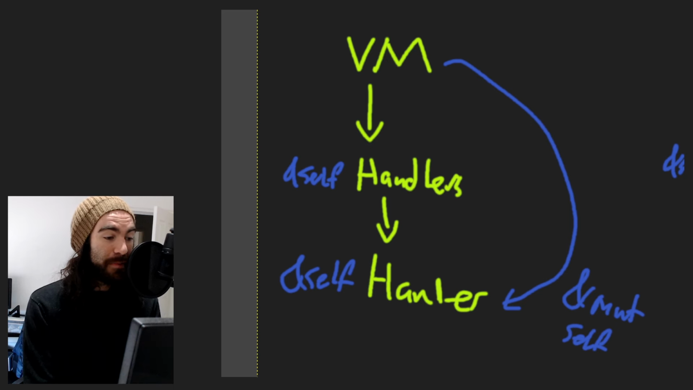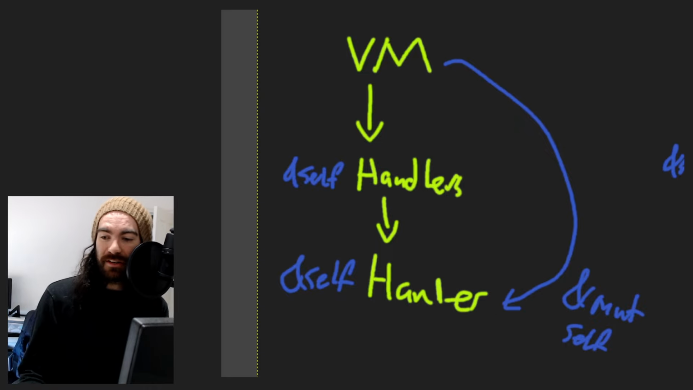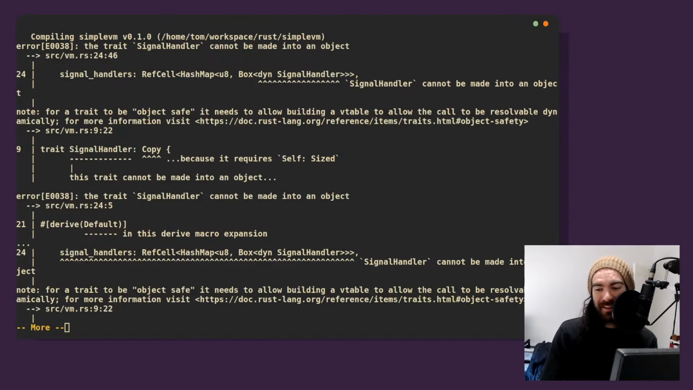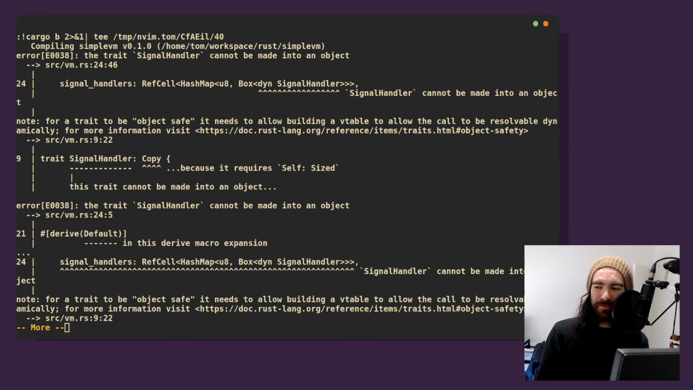Signal handler cannot be made into an object. It needs to allow... Cannot be, because it requires Sized. Signal handler cannot be made into an object. Oh, sorry. Thank you. This is why it's important. This is why I need people. Oh god, I did all that reading. You couldn't even follow me reading. I was just muttering to myself. That's beautiful.